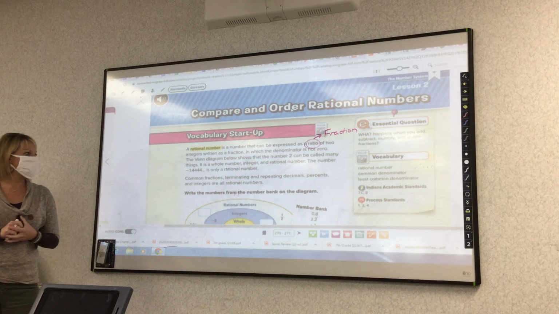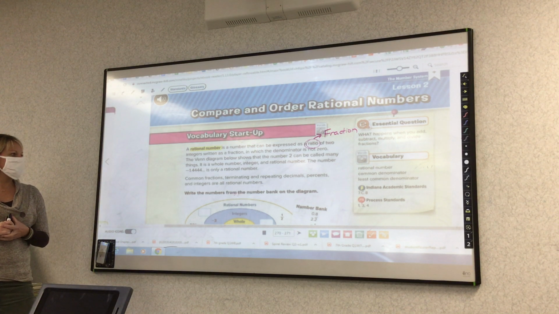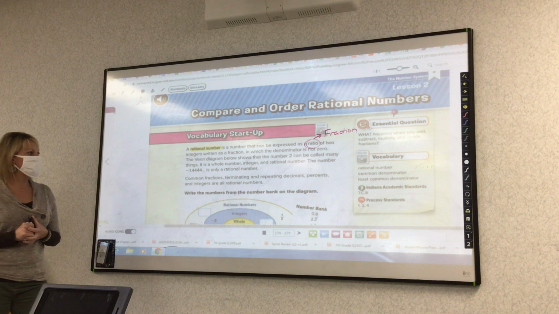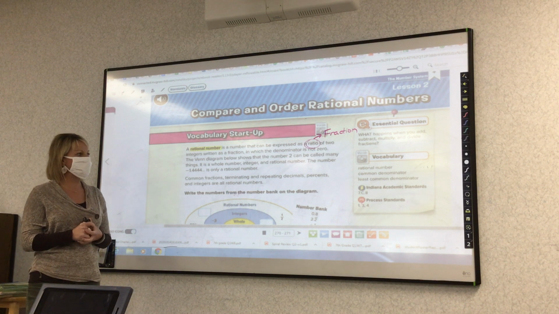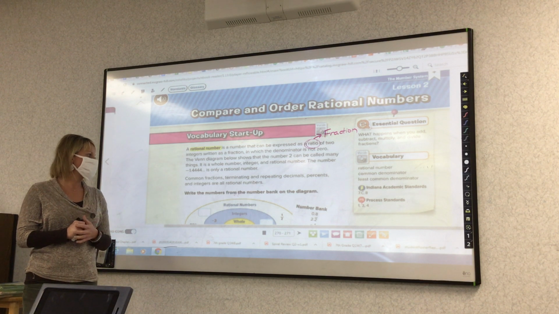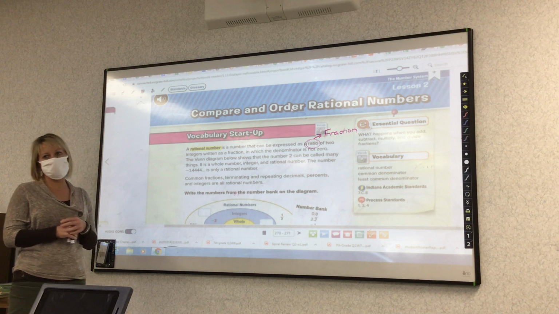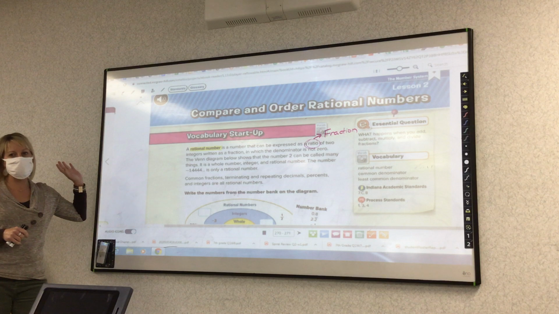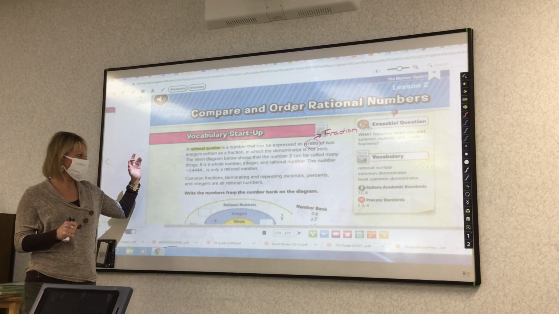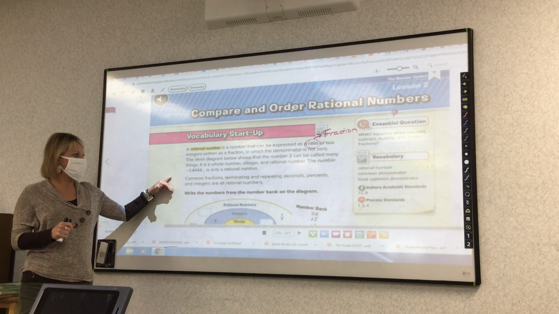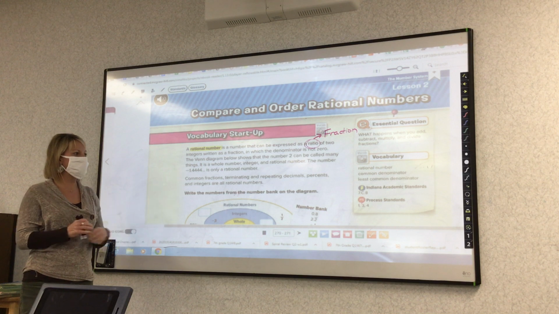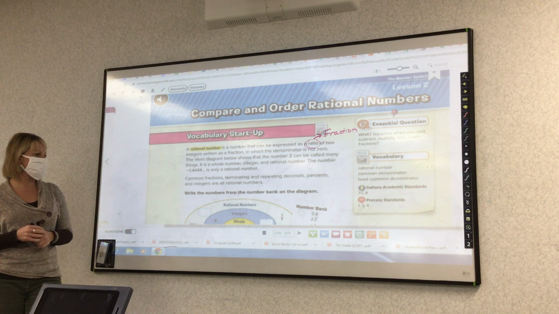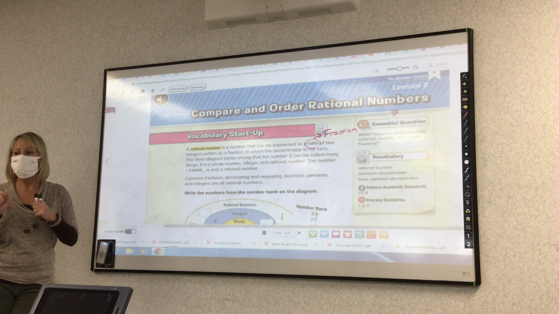The Venn diagram below shows that the number 2 can be called many things. It is a whole number, integer, and rational number. The number negative 1.4444444, because it continues, is only a rational number. Common fractions, terminating and repeating decimals, percents, and integers are all rational numbers.